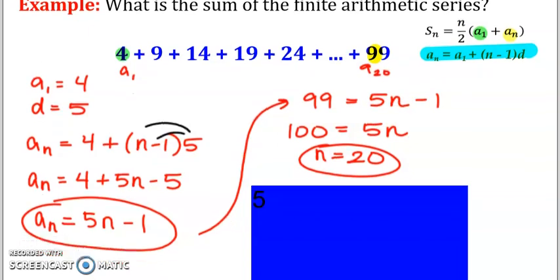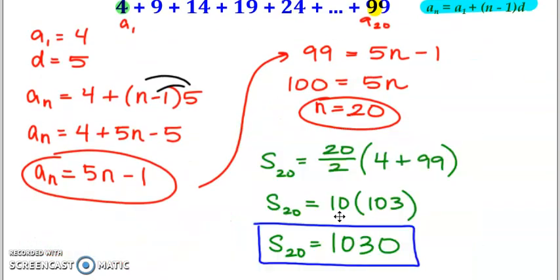So that means I just found my n value, right? I'm finding the sum of those 20 terms. So 20 over 2 times 4 plus 99. Math it out, you get 1,030.